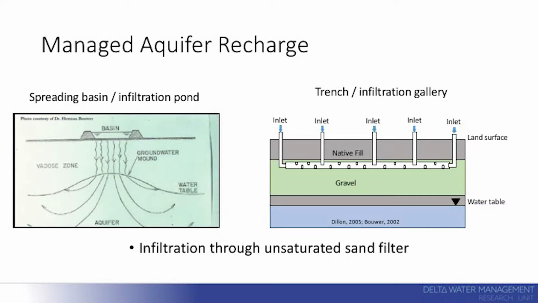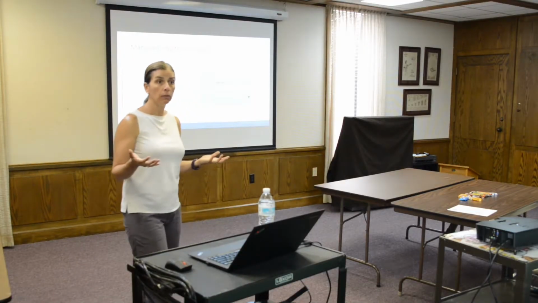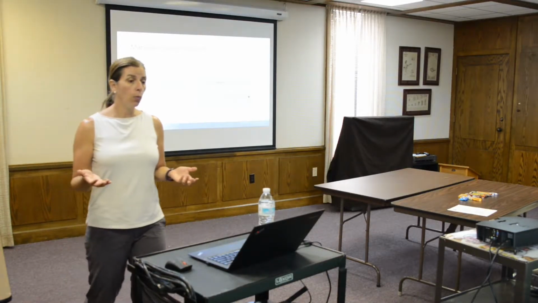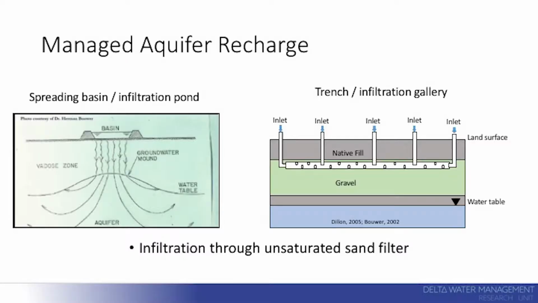What we have to do is get past that confining layer of clay. That confining layer of clay is not a constant, right? It's variable. It's thin or non-existent in some locations, right? And so we're working to understand where that exists. So the idea is to use infiltration through the unsaturated sand as a filter before it goes back into the aquifer, but really understanding the water quality before it goes into that aquifer, into that infiltration gallery as well.